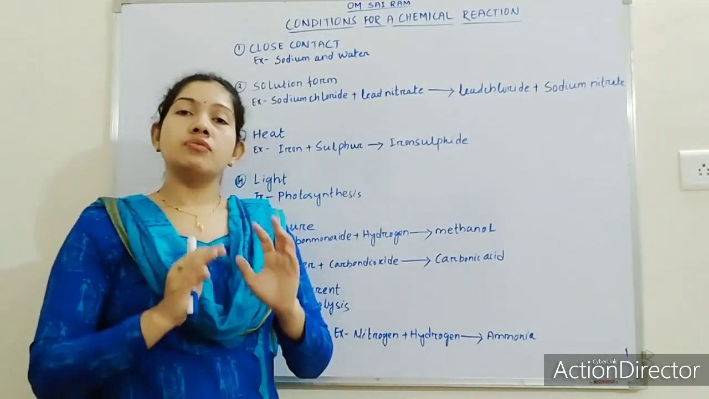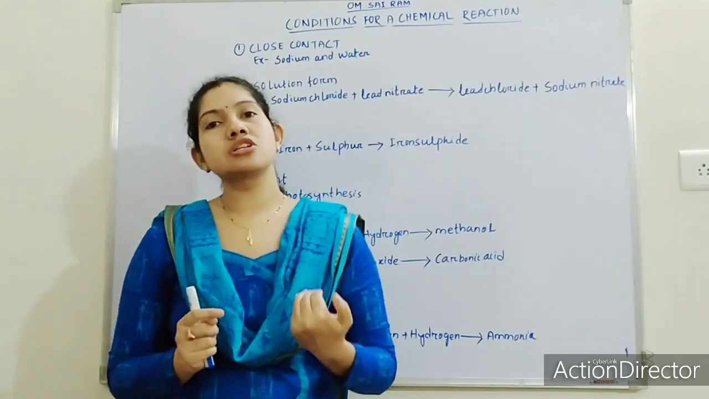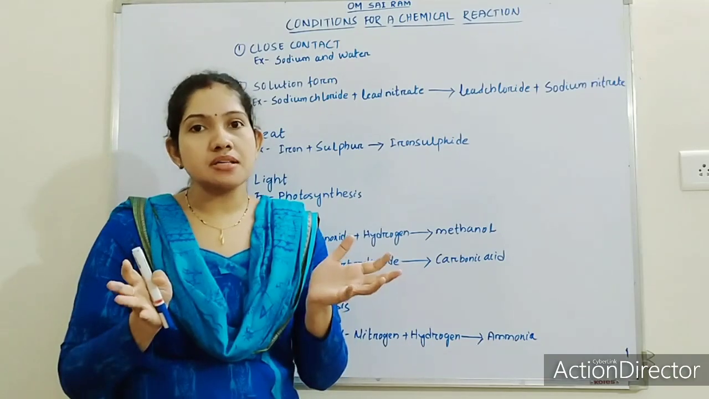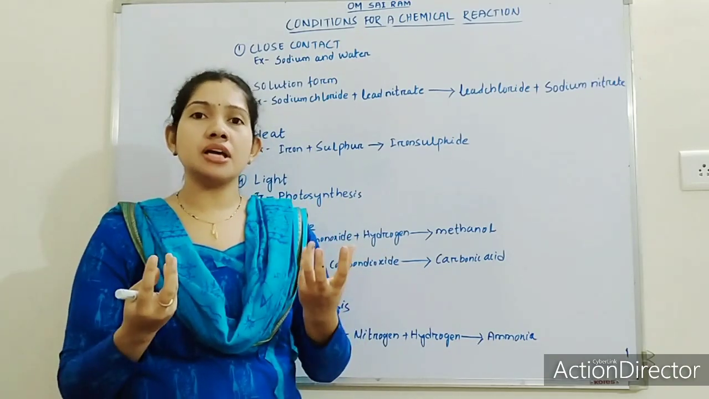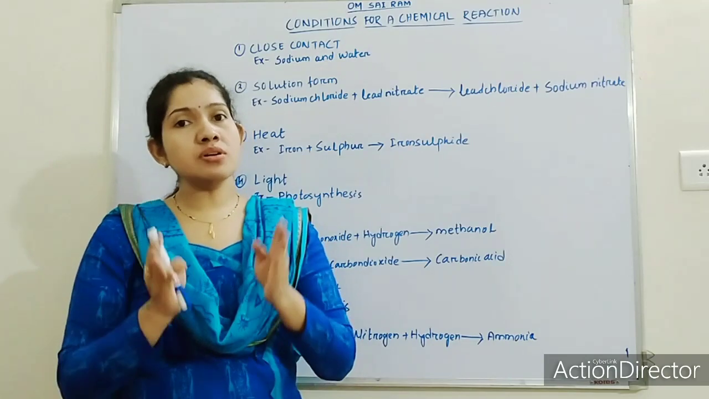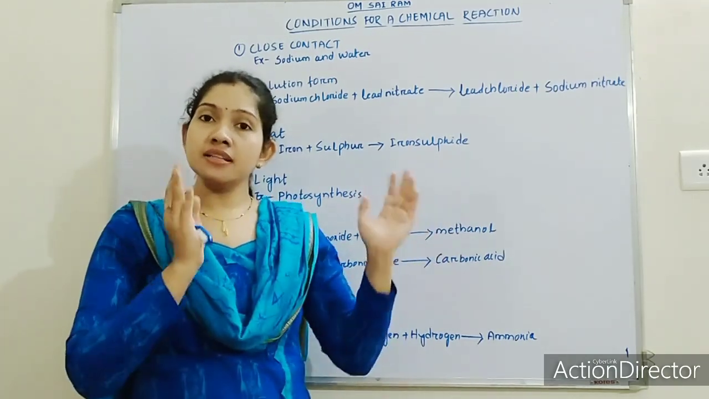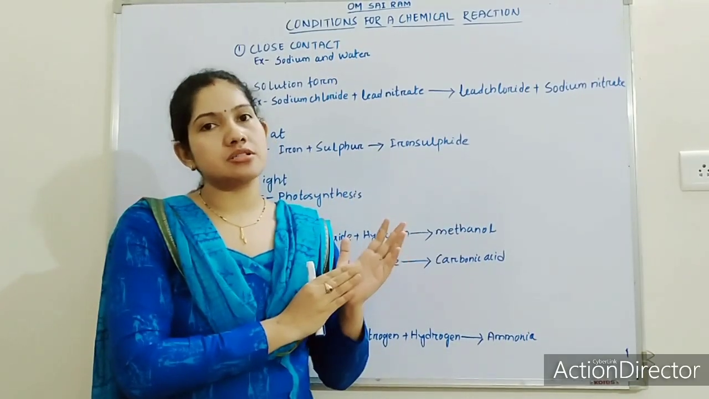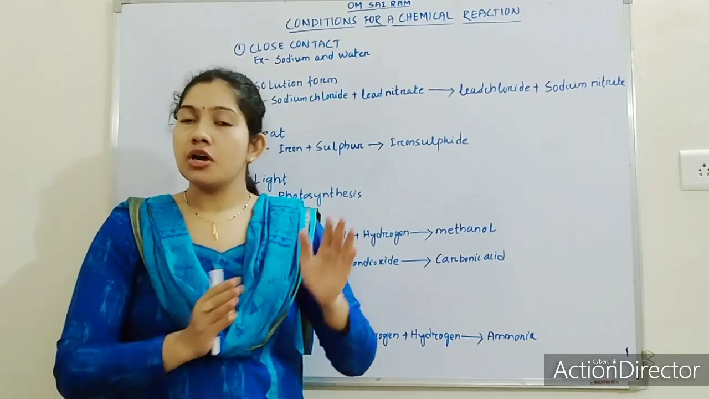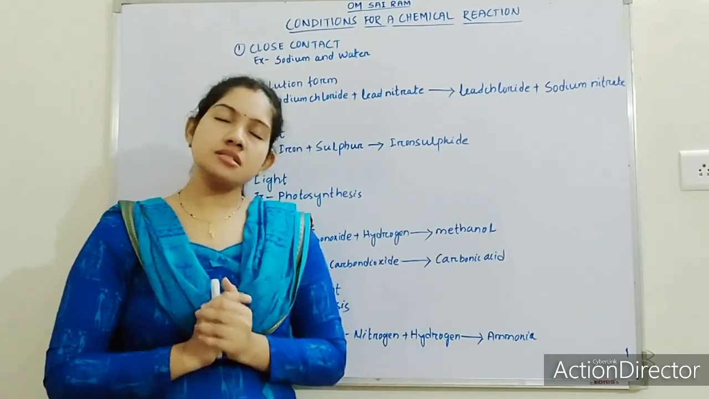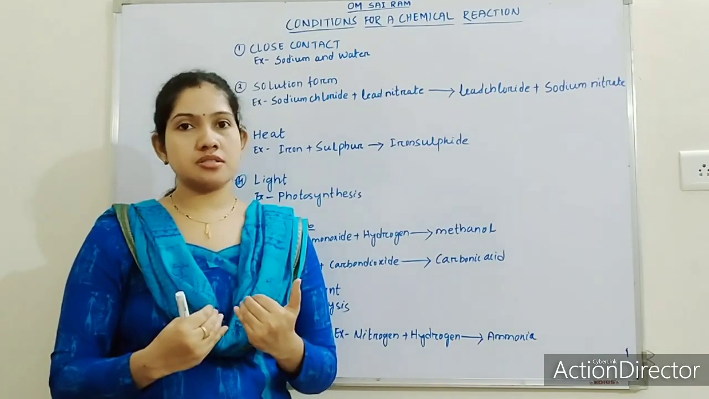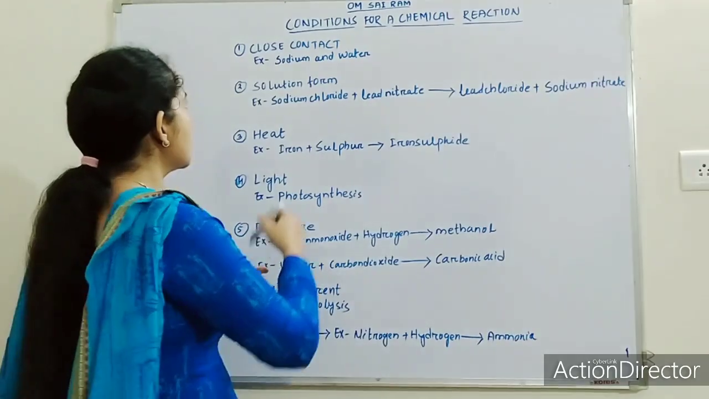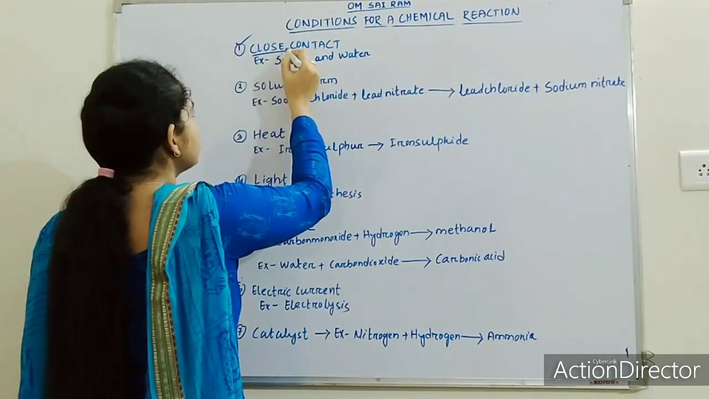For a chemical reaction some conditions are very necessary. In a simple way, a chemical reaction cannot take place. When a chemical reaction is taking place, it should satisfy some conditions, and the conditions will vary from reaction to reaction. The conditions will not be the same for all chemical reactions. So let us discuss all the conditions that are necessary for different chemical reactions. The first one is close contact.